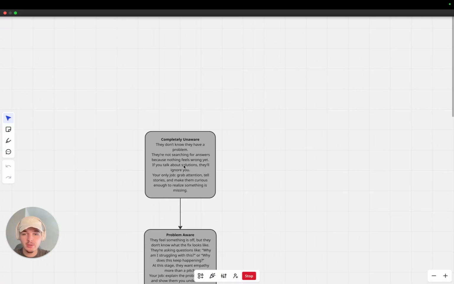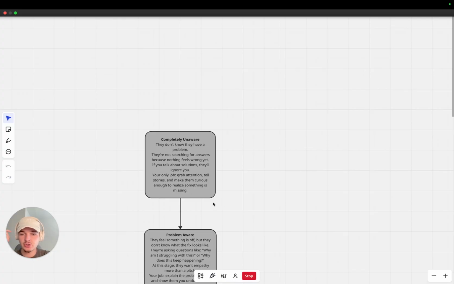And if you talk about solutions to them when marketing to them or making content, whatever it may be, they'll literally ignore you because they are completely unaware they have a problem in the first place, and you are out there basically talking about solutions. So it won't work. Your only job here is to hook their attention, tell stories, and make them curious enough to realize that something is missing and they have a problem.